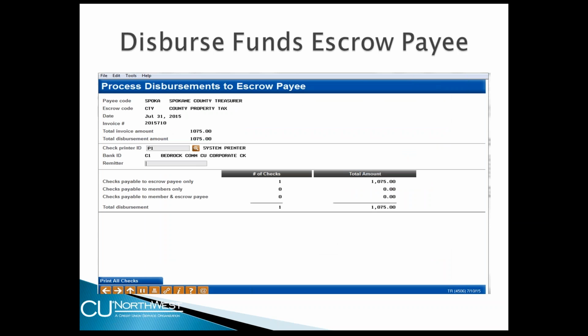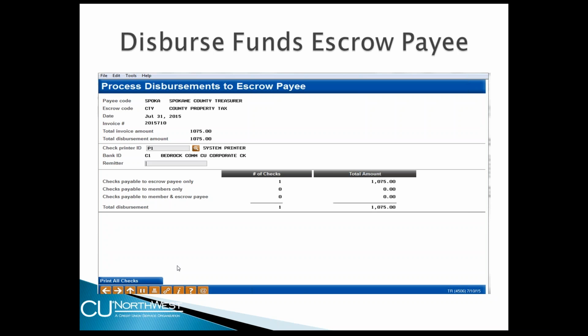And this screen indicates how many checks are being printed, as you can see at the bottom, for each of your disbursement options, and then including your payee, member, or member and payee. So this setting is set in the configuration for your escrow payee. When you're done, you're going to go down here. You're going to click on Print All Checks to produce the check and then return to the initial screen.